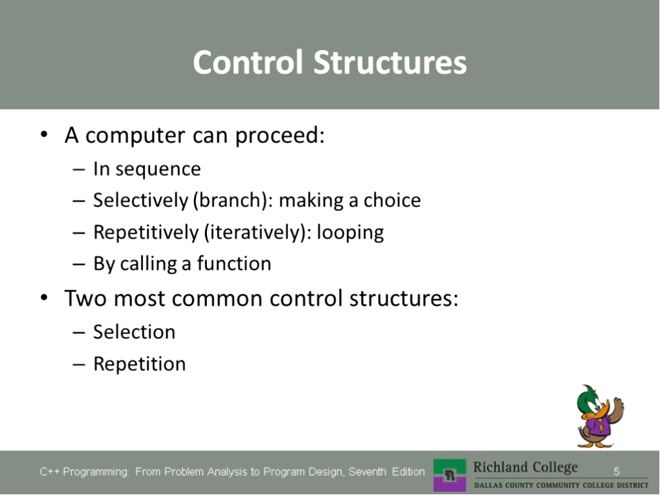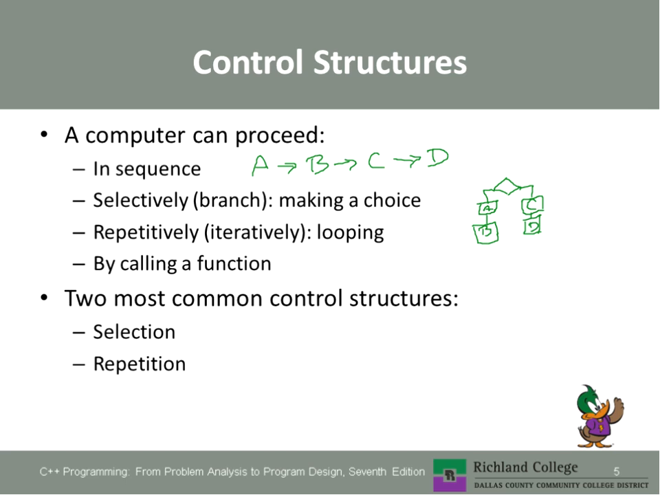Okay, so control structure: a computer can proceed in sequence. That's where we had our basic code of, let's say, A, then B, then C, then D. We can have a selection, where we have a structure and we either go A, and then B, or we go C, and then we go D. So that was the selection.